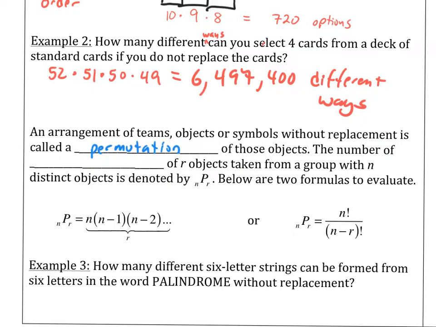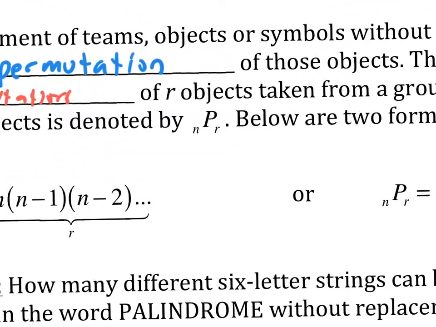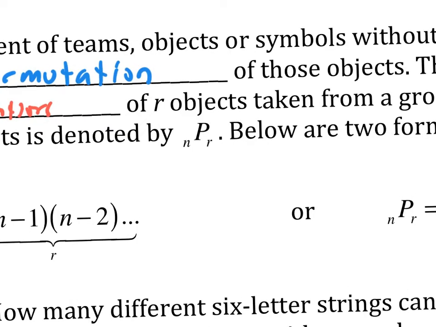So the number of permutations of R objects taken from a group with n distinct objects. Like I said, we have 10 books, and I'm going to read 3 of them. So 10 books, R is 3, is denoted by this right here. So these are kind of like exponents, but hanging out down below.